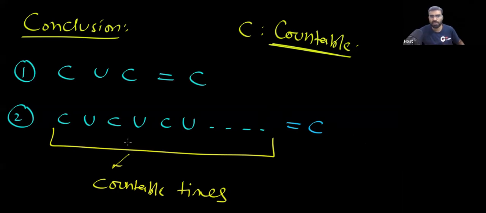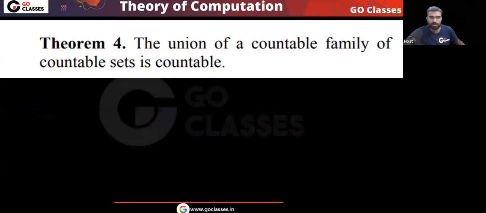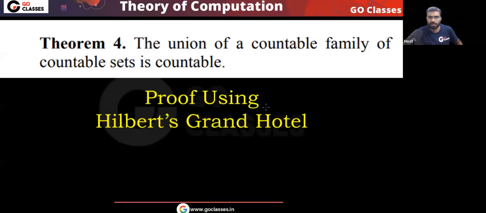The result will still be countable. So this is the idea. The union of a countable family of countable sets is countable. And the proof we have seen is using Hilbert's Grand Hotel.